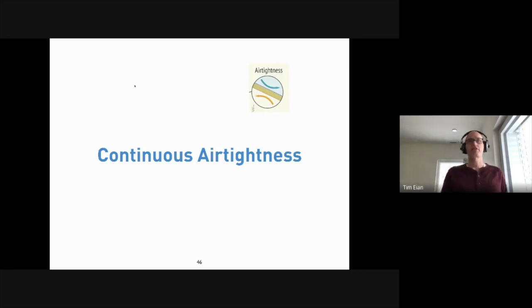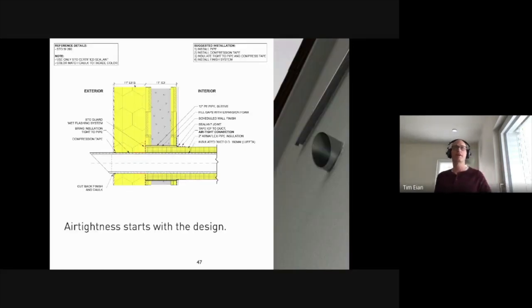Continuous air tightness, I touched on it a little bit. Starts with a good detail. We generally do color coordinated plans. We use red for the air barrier. I don't know if it comes through on your end. There's a little detail for a wet flashing system and some connection points in this detail here specifically. And then on the right-hand side, there is that detail executed in the field.